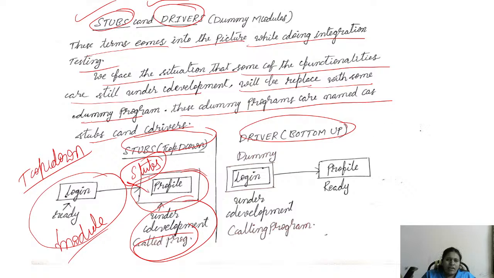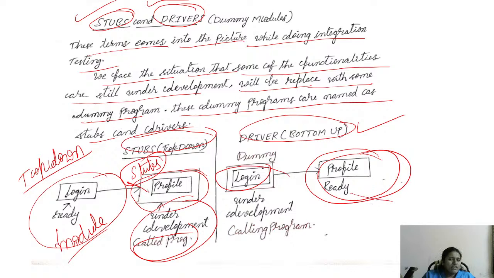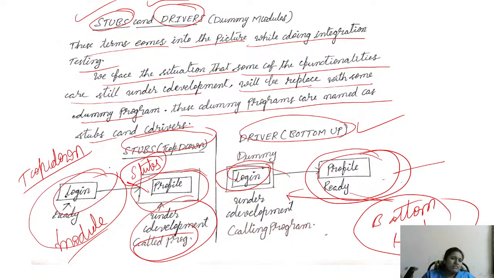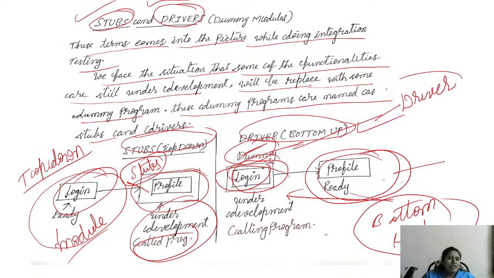Whereas in the bottom up approach, the login is not ready, but the profile is ready. The downside modules are ready, that's why we are calling it bottom up. Bottom is ready here. Like this we can remember: bottom up means bottom is ready, top down means top is ready. The upside is the driver. Up means it is driving, without it is not possible. This is a driver. Like that we have to remember for the exam.